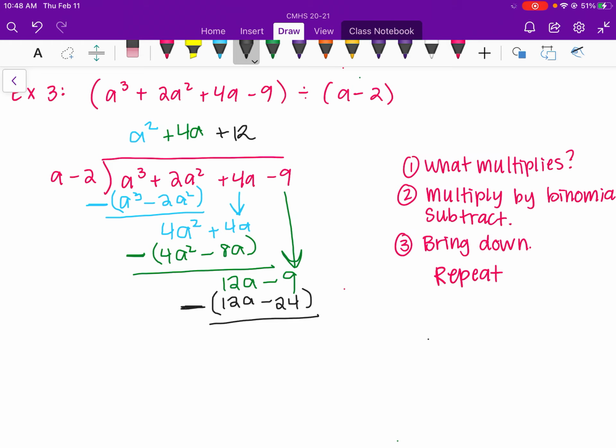Subtract. 12a minus 12a is 0. You just don't put anything. Negative 9 minus negative 24 is negative 9 plus 24, which is 15. So this time, that is our remainder because there's nothing to bring down. So we stop there. This is our remainder.